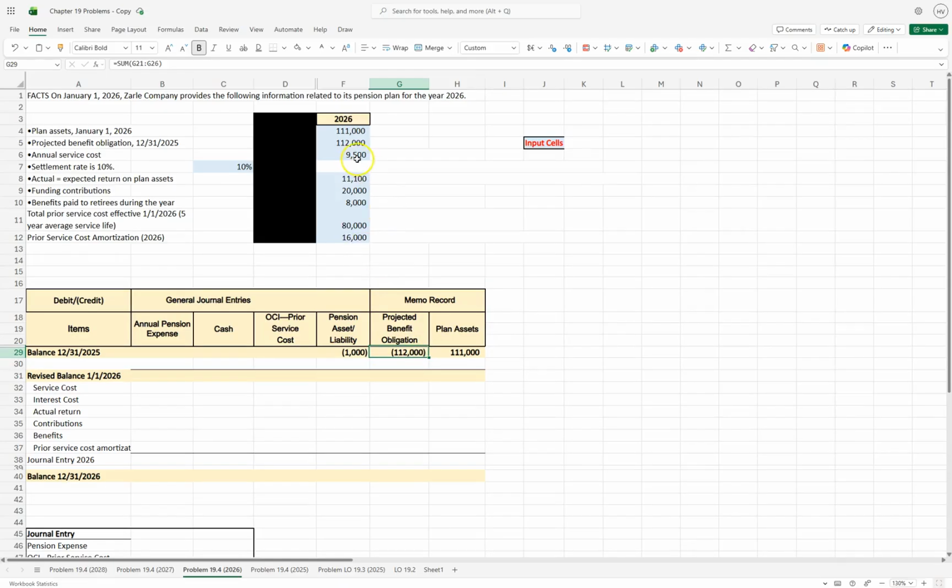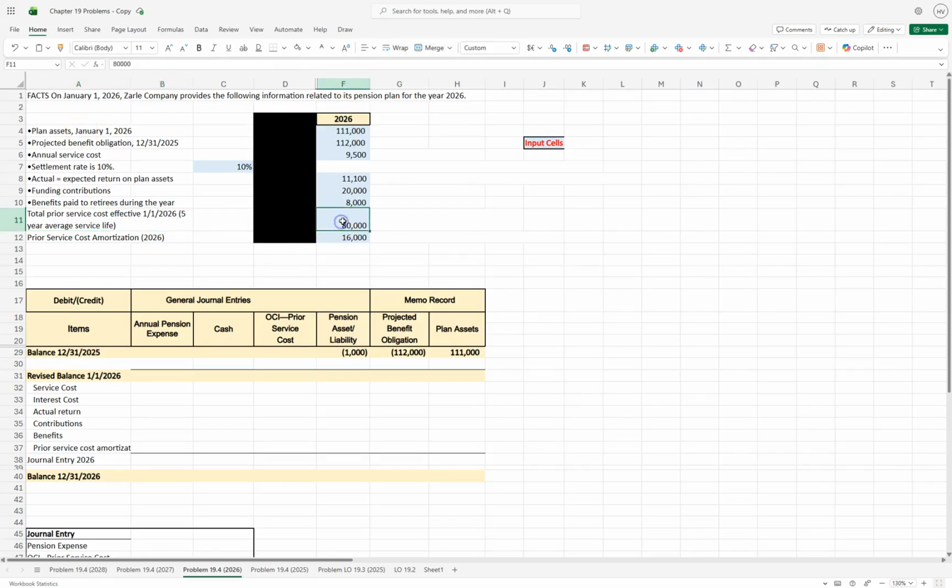Let's continue. First, let's look at all these items that we have. We have annual service cost, a settlement rate. We're told that our actual return on plan assets is equal to our expected. We have contributions that were made into the plan by the employer and some benefits that were paid. And we have some total prior service cost that's effective 1/1/26, and it's estimated that there's a 5-year average service life of the employees. So let's tackle this $80,000 first.